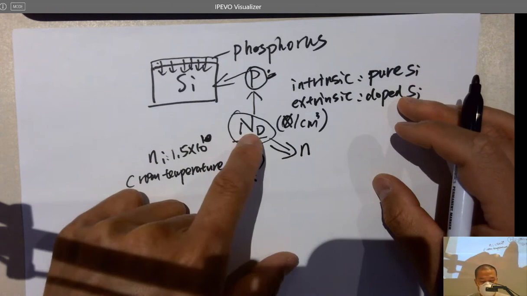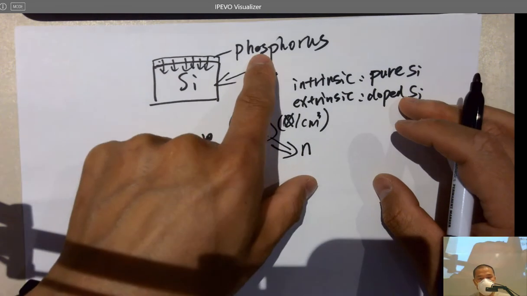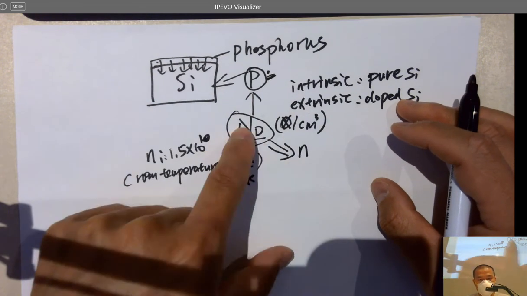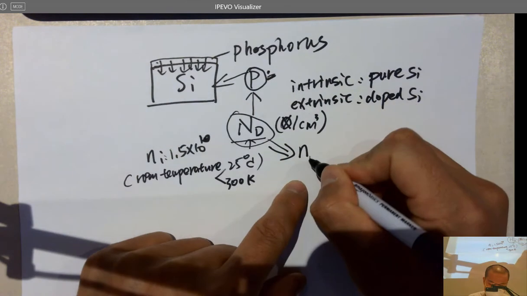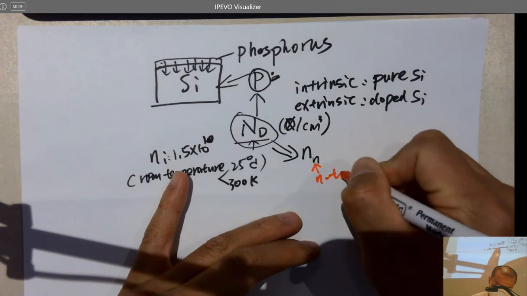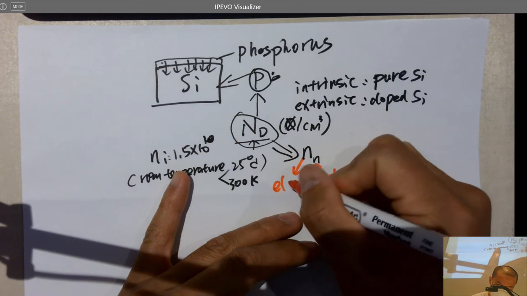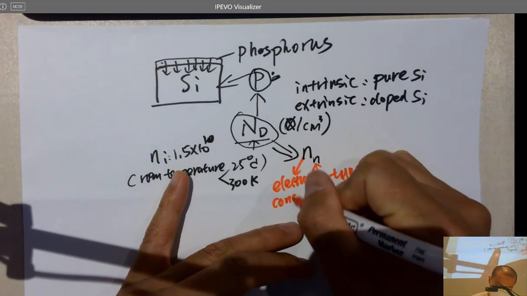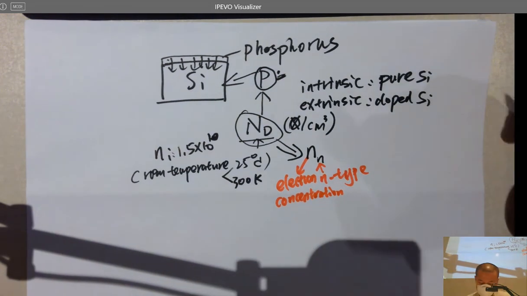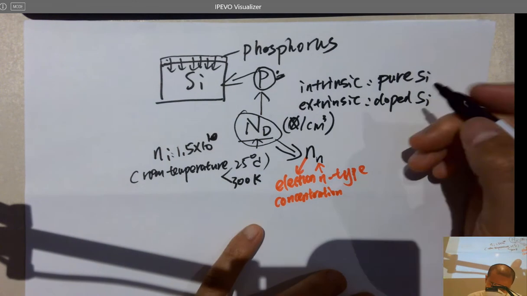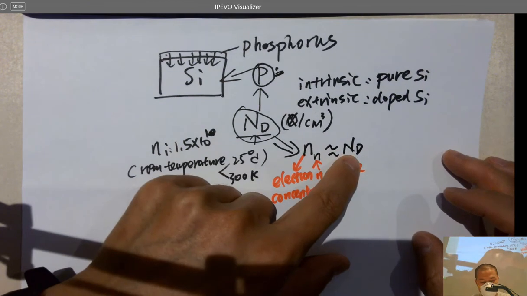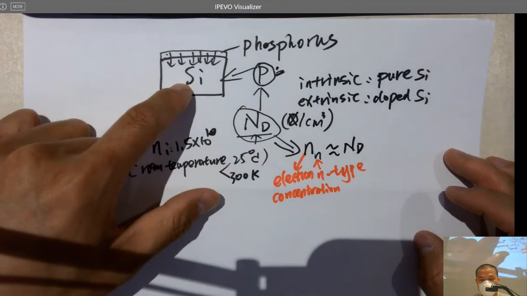If it's a donor, an electron donor, phosphorus here, how should I denote this? The electron concentration in here should be N, and that's N-type, and this is the electron concentration. So this can be considered as this number in the N-type semiconductor.